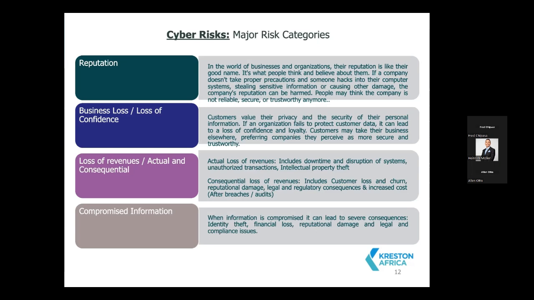Business loss or loss of confidence is very much linked to the reputation. And then once we have business loss or loss of confidence, we'll have loss of revenues and compromised information. It can lead to severe consequences. We have things like identity theft, financial losses, reputational damage, and a very real risk is the legal and compliance issues in terms of compromised information. So when we do our cyber reviews, the main objective is always to make sure that we address these risks in some way or another to ensure that we don't have any risk realization in terms of these 4 areas. Next slide.